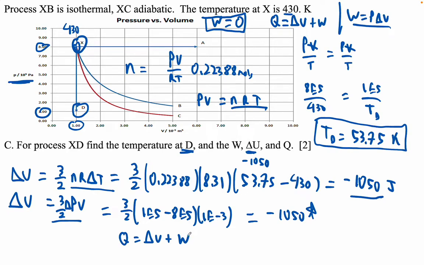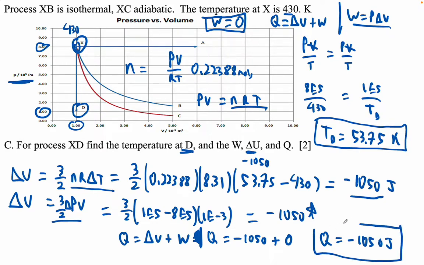Okay, so if we do this, this is 0, so we get Q equals negative 1050 plus 0. So therefore, Q is negative 1050, which means that 1050 joules flowed out of this gas. So that's why the pressure dropped. Did we answer everything? I think we did.